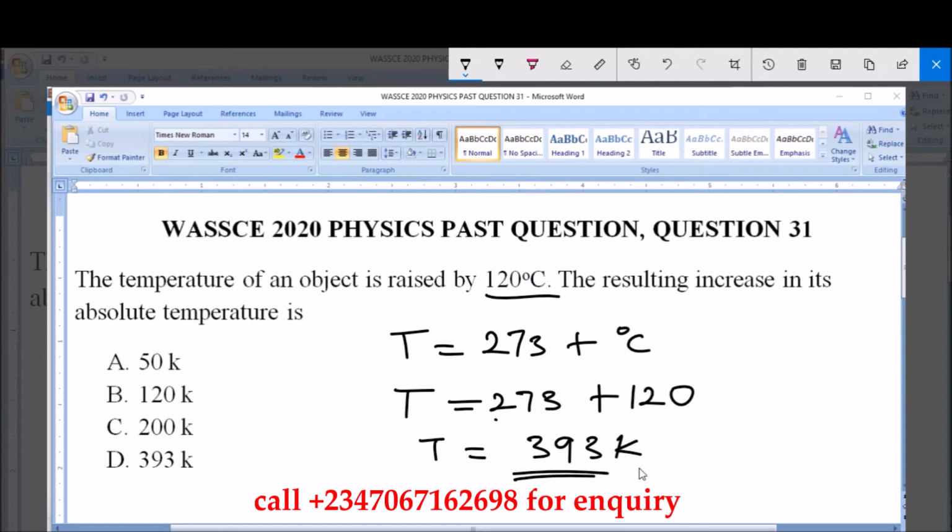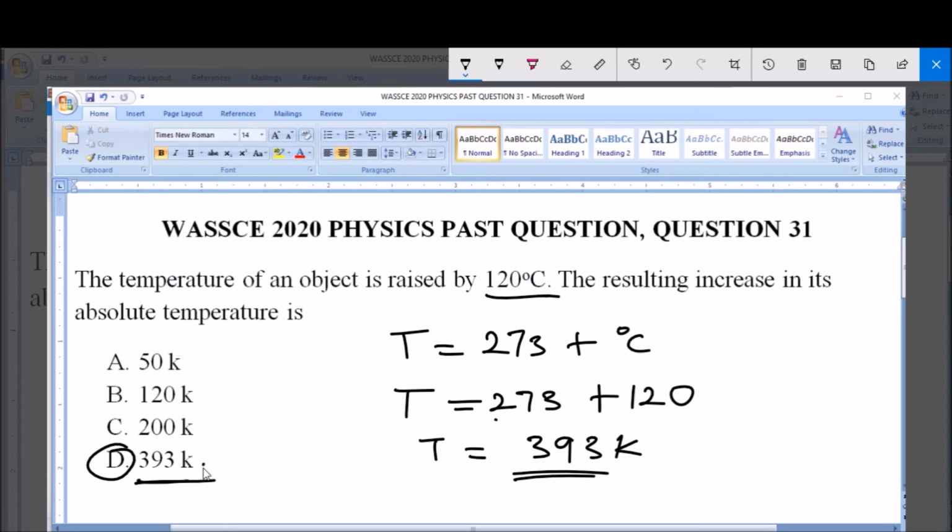So this is the absolute temperature for the increase by 120 degrees Celsius. But now it is given in Kelvin, and that is 393 Kelvin, which is option D. So this is the answer to the question.